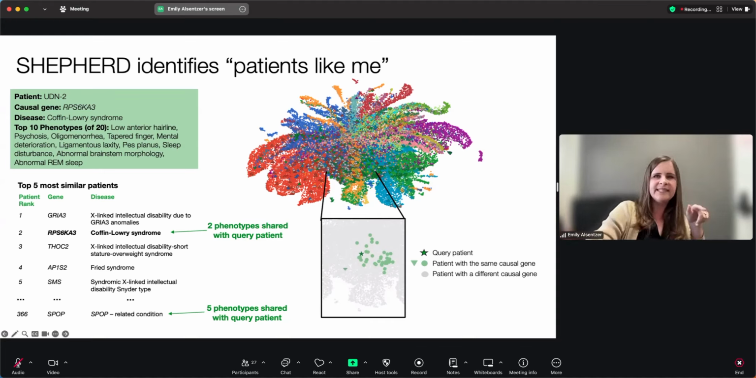Now, interestingly, we see that those most similar patients identified by SHEPHERD do not actually have the most phenotype terms in common with the query patient. The patient with the same causal gene only has 2 phenotypes, or 10%, in common, whereas the 366th ranked patient has 5 phenotype terms in common. This is actually a good thing, because it indicates that the model is learning an embedding space that captures semantic phenotype similarity beyond just direct HPO term overlap.